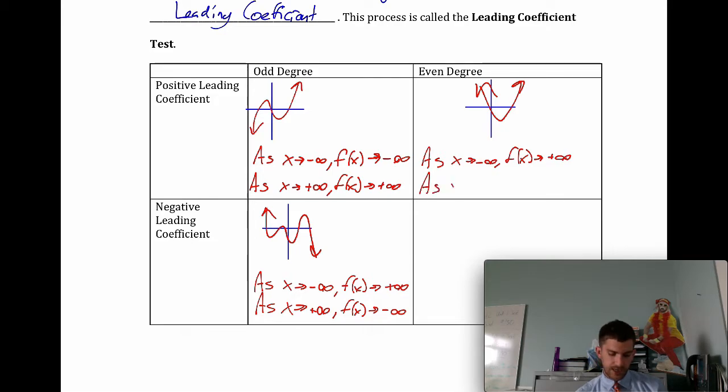On the other side, as x approaches the right side, as x gets further and further to the right, the graph also approaches and points up to positive infinity.